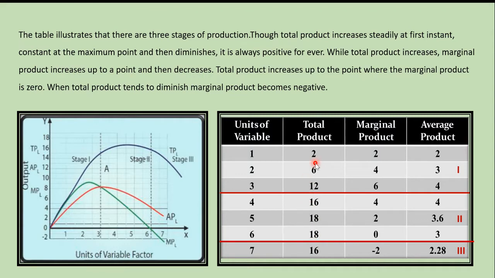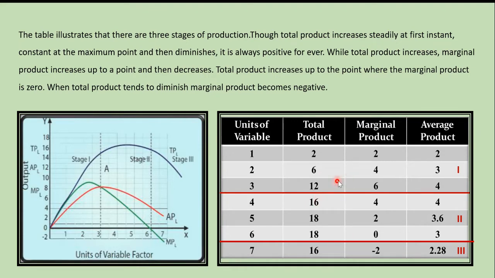So what happens? Initially, the total product increases. Then it reaches a maximum point. Then it diminishes. 2, 6, 12, 16, 18, it has been increasing. Then it becomes a constant, 18, 18, constant. Then it diminishes, 18 to 16. So did you understand this part of the table? Total product: though total product increases steadily at the first instant, it reaches a constant, at the maximum point, 18 is the maximum. Then it diminishes. It is always positive. Throughout, it is positive.